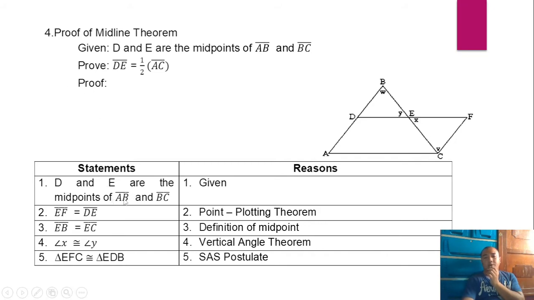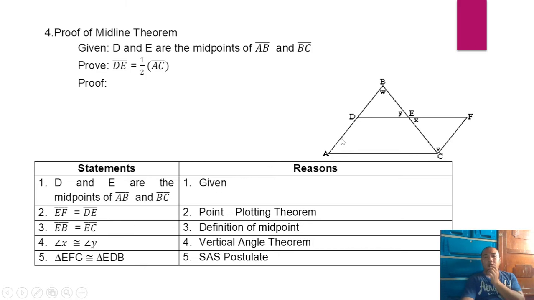Statements. D and E are the midpoints of segments AB and BC. That's a given. Yes, given yun. Okay, if D and E are the midpoints, we have EF equals the segment DE. Okay, reasons. Point plotting theorem. Yeah, we extended the midline here. So EF is equal to DE. Then also segment BE or EB is equal to segment EC. Definition of midpoint. Of course, point E is the midpoint, so BE is equal to EC.